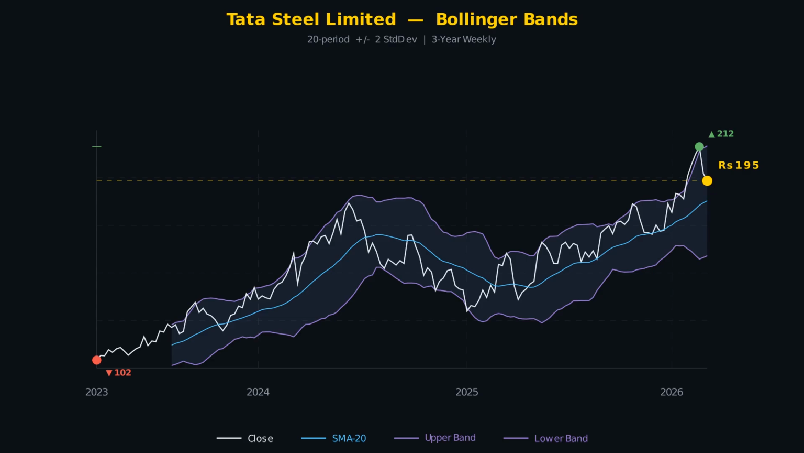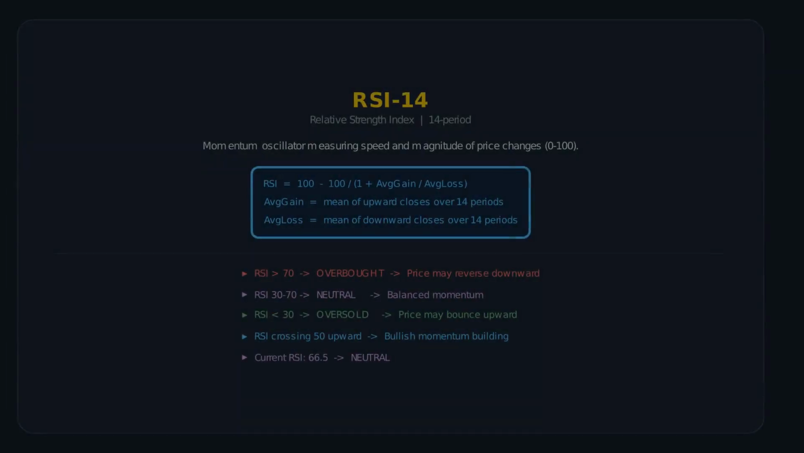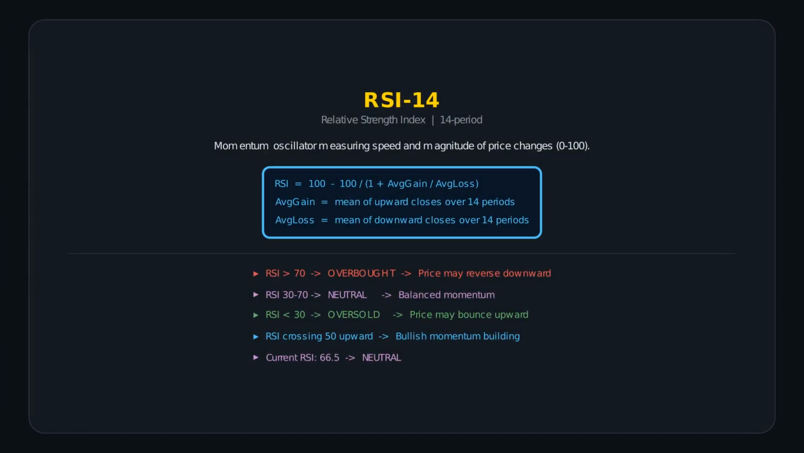Notice how the price repeatedly bounces between upper and lower bands over this 3-year period. Each touch of a band is a signal. Now the RSI, or Relative Strength Index. RSI measures momentum by comparing recent gains to recent losses over 14 periods. It oscillates between 0 and 100.